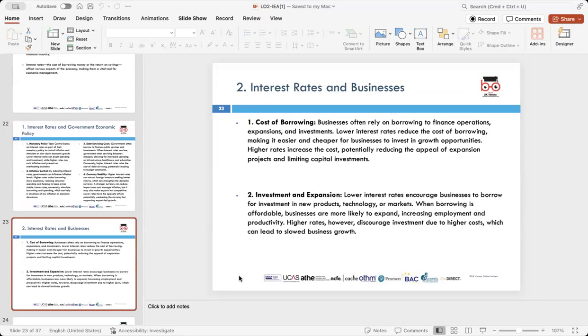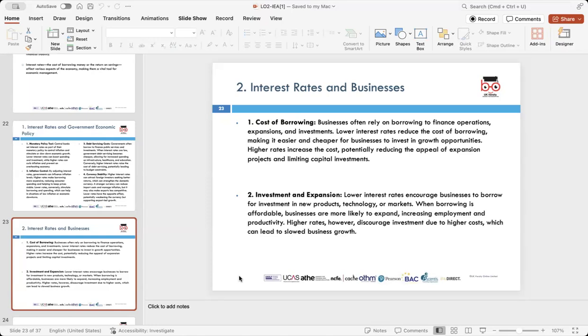Interest rates and businesses: cost of borrowing, investment, and expansion. So, cost of borrowing is a major concern. When interest rates are low, businesses can borrow money more affordably, allowing them to expand, invest in new technology, and enter new markets. This can lead to job creation, higher productivity, and increased profitability.